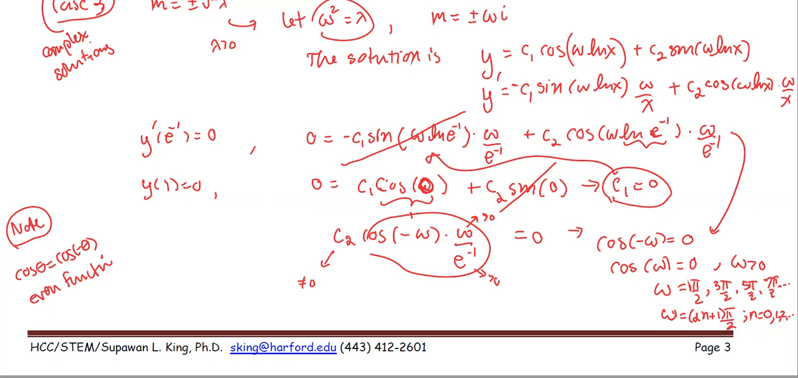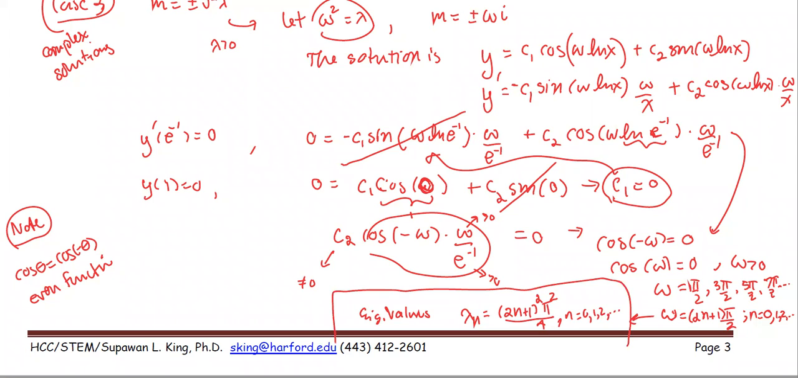The omega squared is the lambda. So this gives us lambda n, which is omega squared, being the quantity (2n plus 1) squared times pi squared over 4 as the eigenvalue for n equals 0, 1, 2, 3, and so forth. We got the eigenvalues, and next we're going to get the eigenfunctions associated with lambda n.